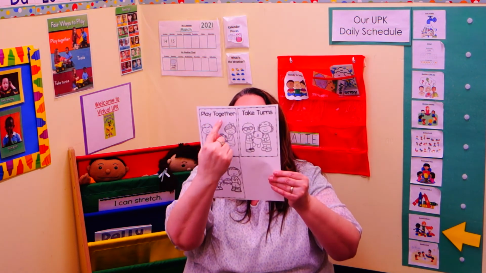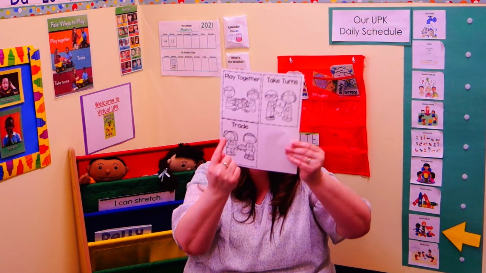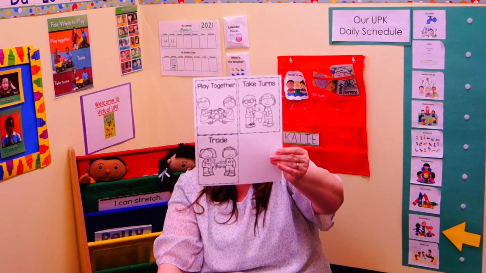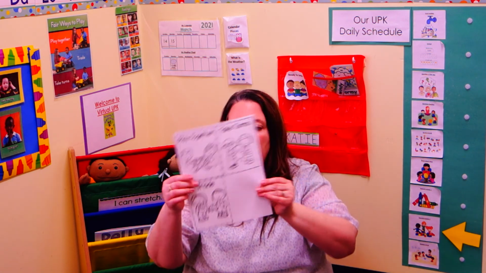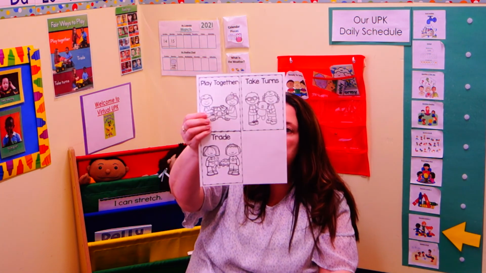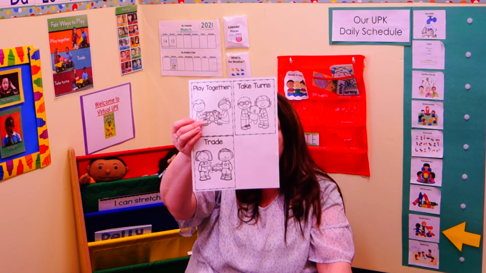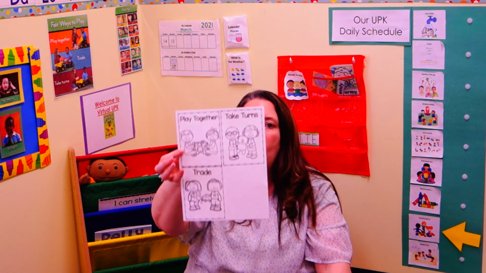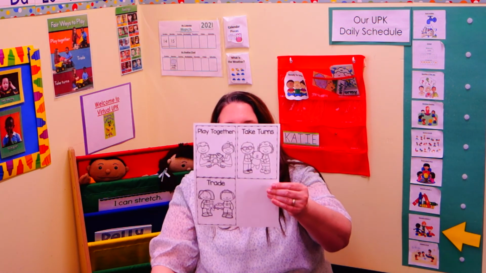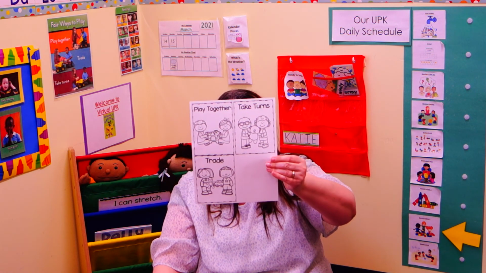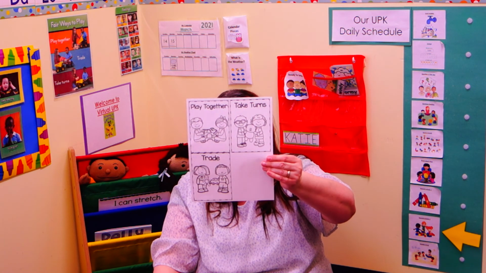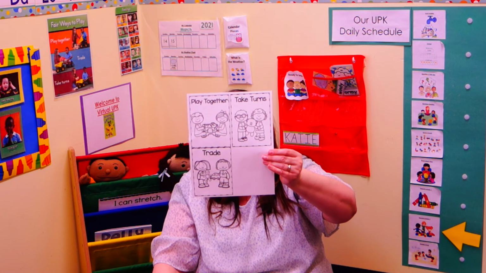So this says, play together, take turns, or trade. And you can cut these apart and hang them up, or you can leave them all one poster and hang them up somewhere where you'll remember the ways to play fair. So if you want to pause the video now, you can work on this with your grown-up.